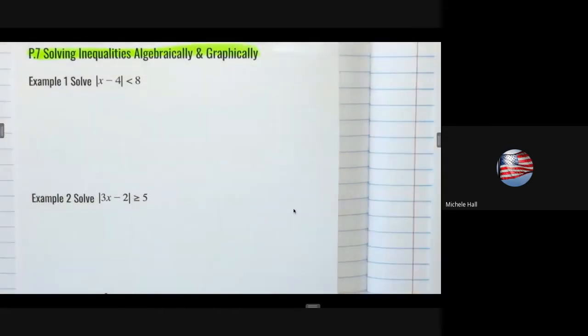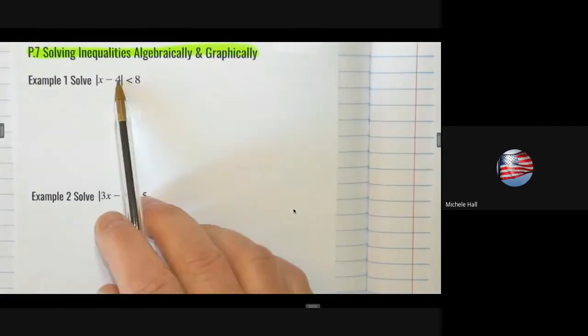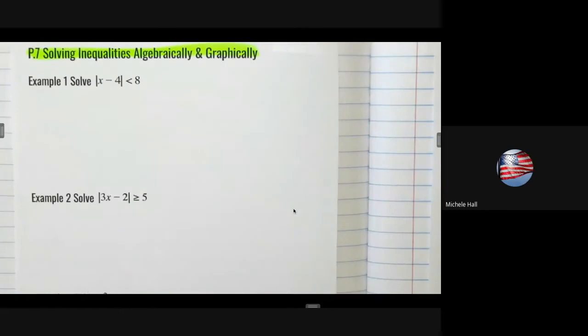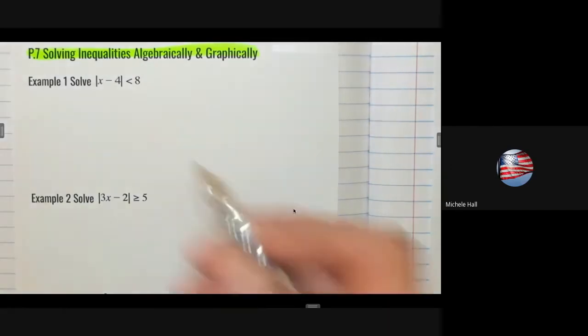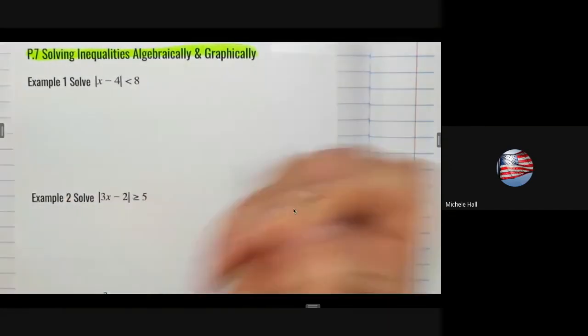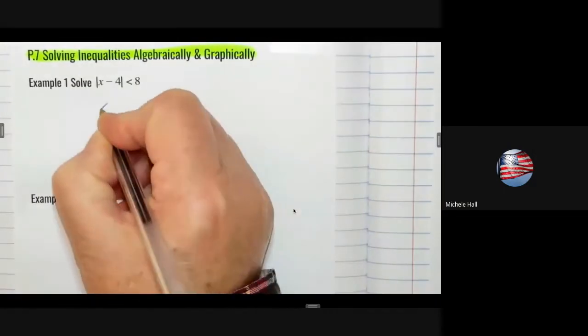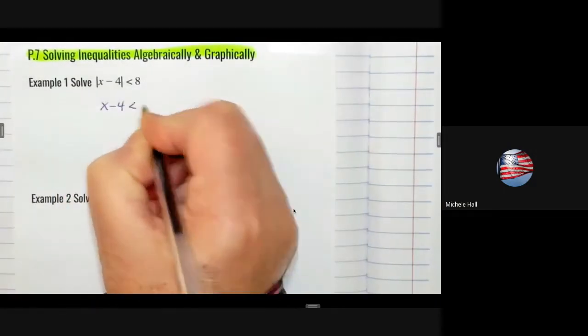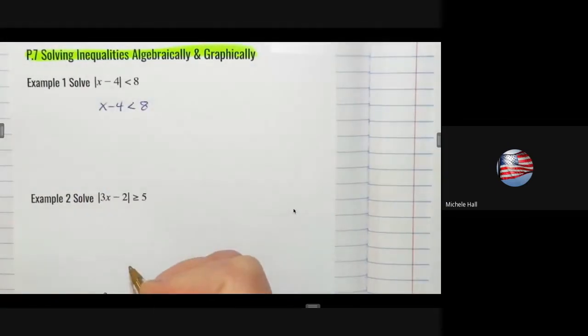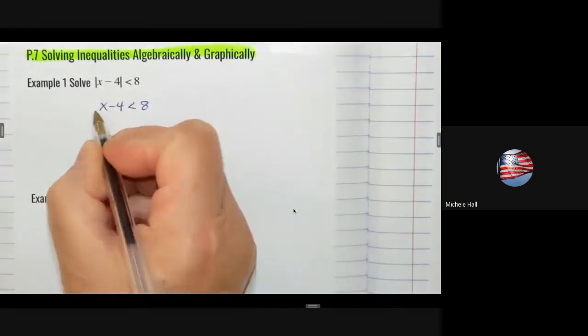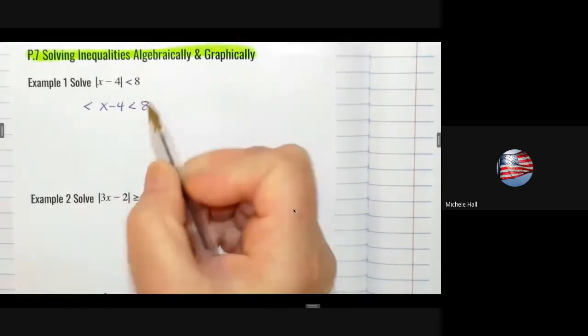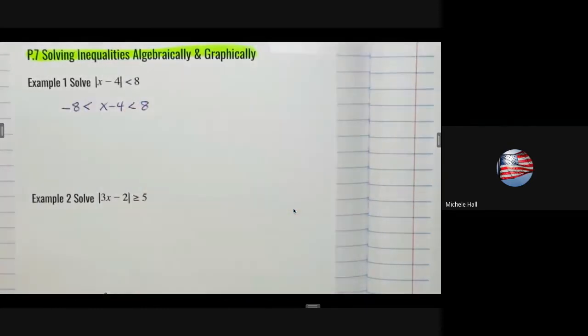Solve inequalities algebraically and graphically. Example 1, the absolute value of x minus 4 is less than 8. Absolute values always have more than one answer. They usually have two. We need to set this up by showing that we can have two different answers. We have x minus 4 is less than 8. And then what you need to do is take this sign and slide it over here, and then put the opposite of 8. Now we are set up to complete the absolute value problem.